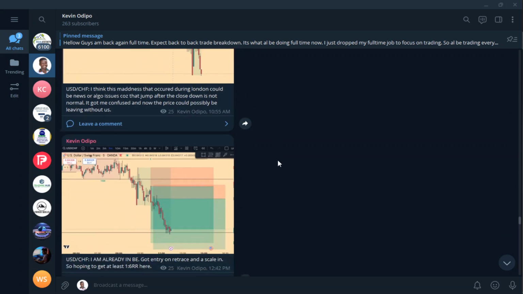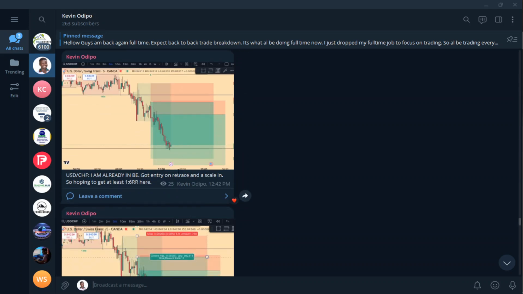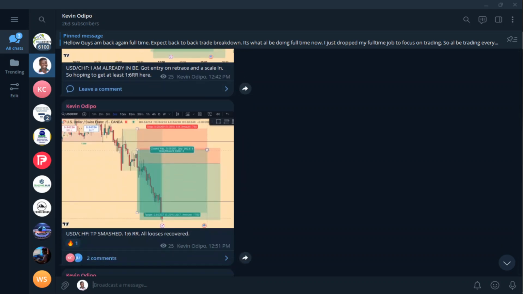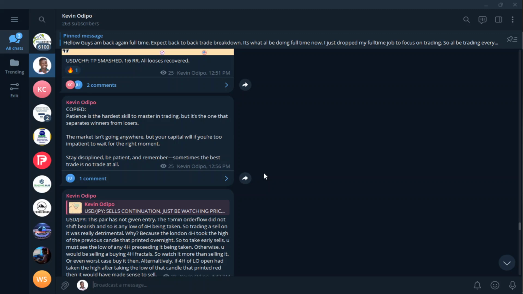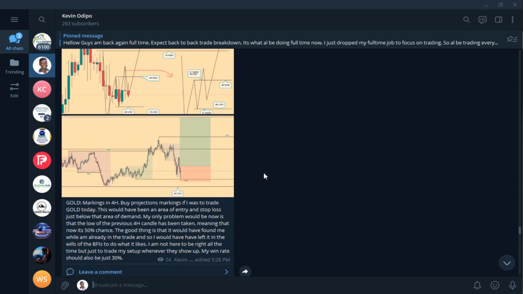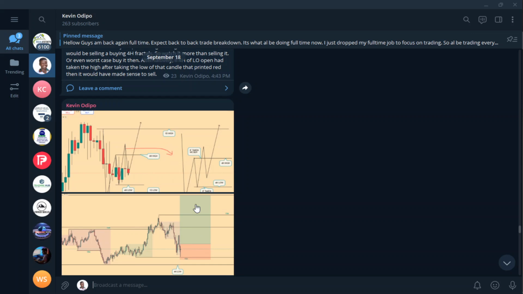The Telegram is free. I'm already in B, got an entry on retrace and scale in, so hoping to get at least a 1 to 6 RR. Then USDT smashed TP in just about 5 to 9 minutes later. TP was heavily smashed. For a more detailed trade breakdown, I also showed this.